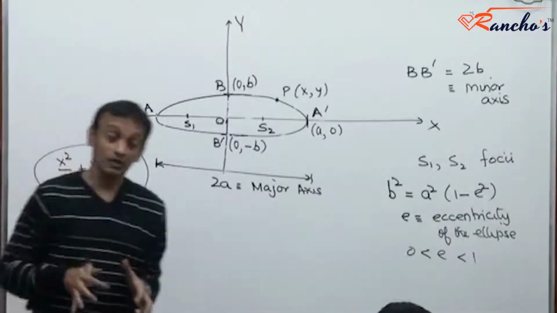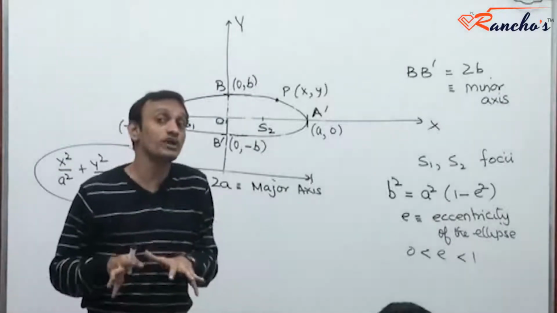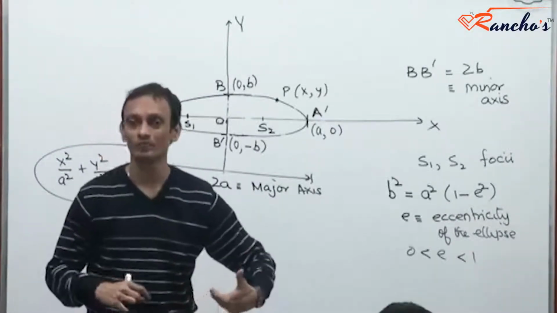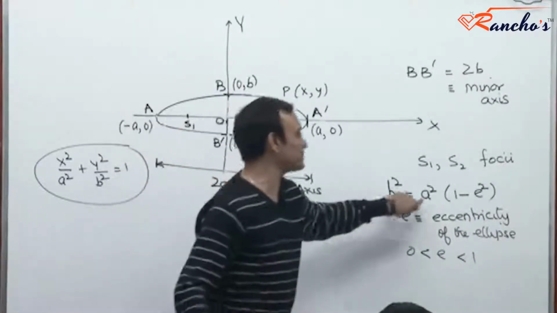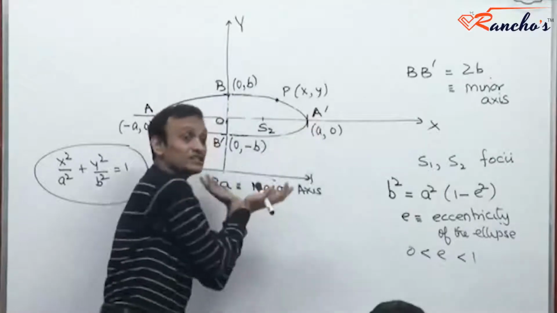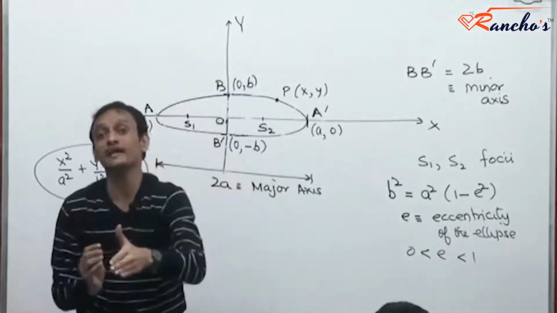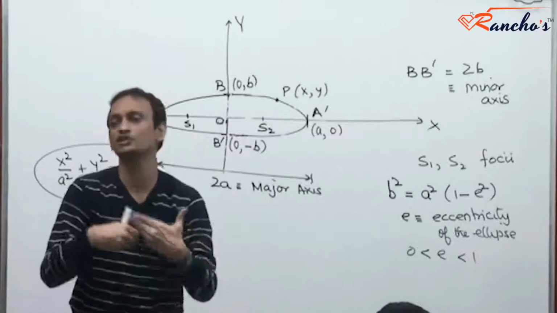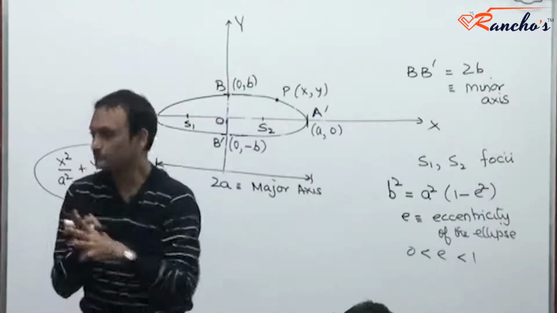For a circle is really a special case of an ellipse. The eccentricity becomes 0. E is 0. When E becomes 0, B becomes equal to A. And when B becomes equal to A, this becomes a circle. So a circle is a special case of an ellipse with the semi-major axis and the semi-minor axis becoming equal. Right?